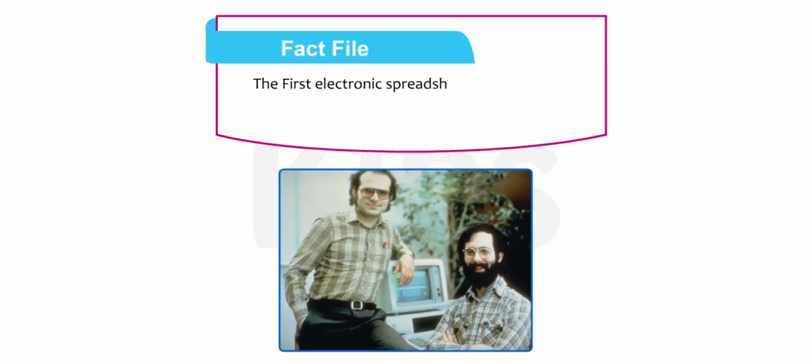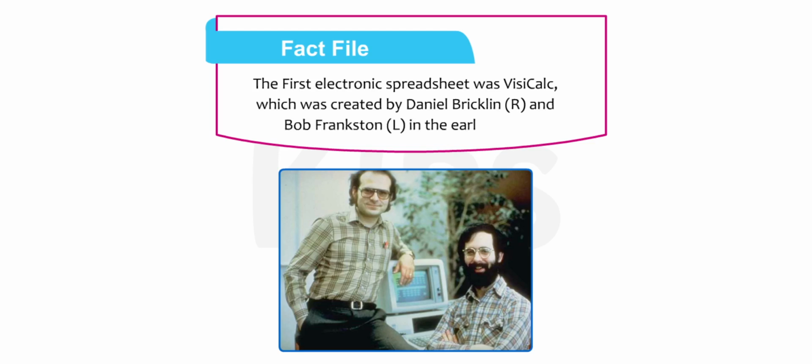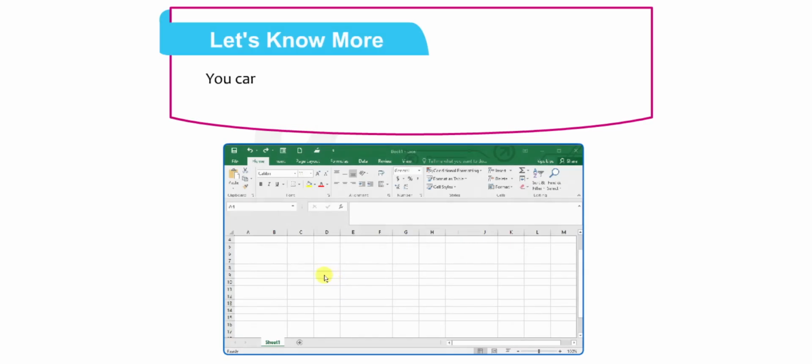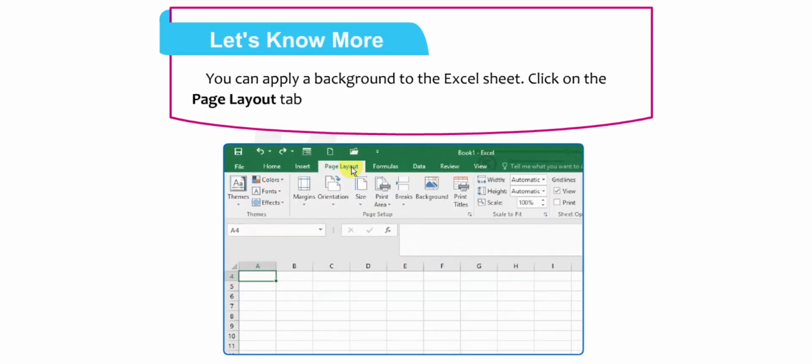Time for the fact file. The first electronic spreadsheet was VisiCalc, which was created by Daniel Bricklin, R. and Bob Frankston, L. in the early 1980s. Students note the fact that you can apply a background to the Excel sheet. Click on the Page Layout tab. Then go to Background option in the Page Setup group.